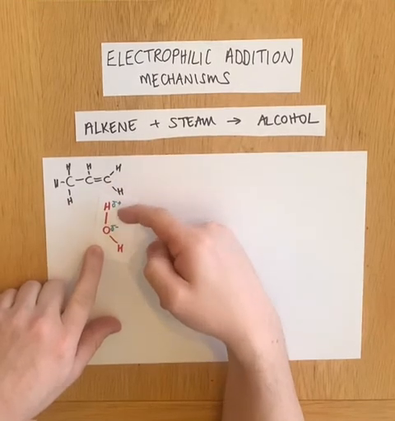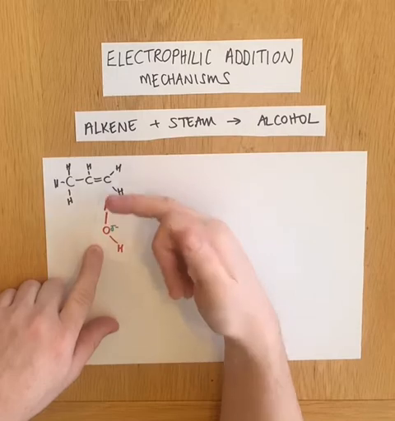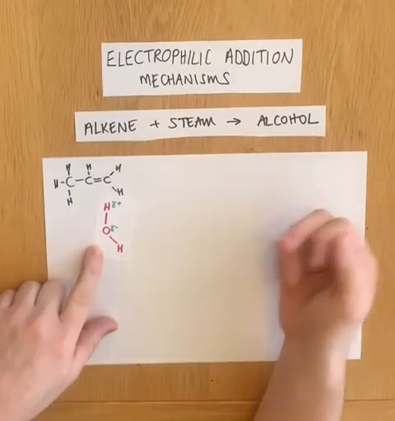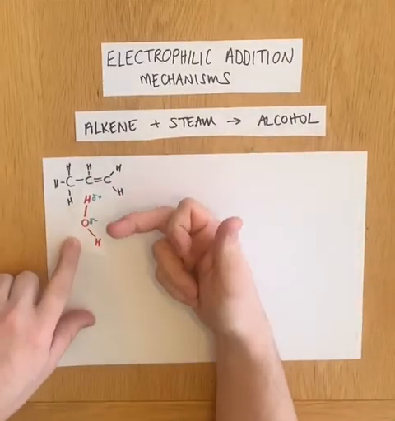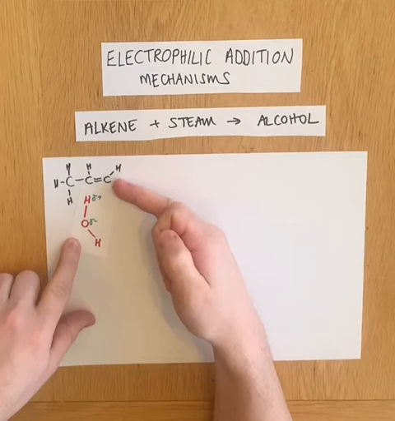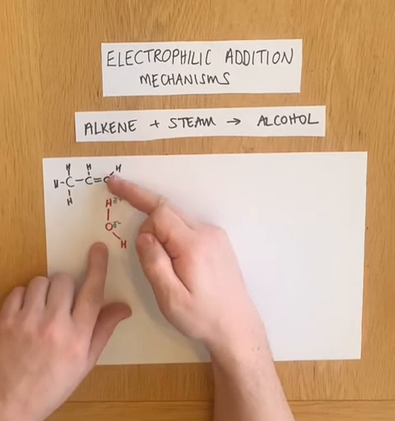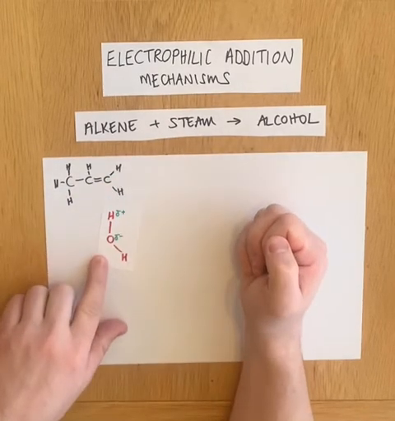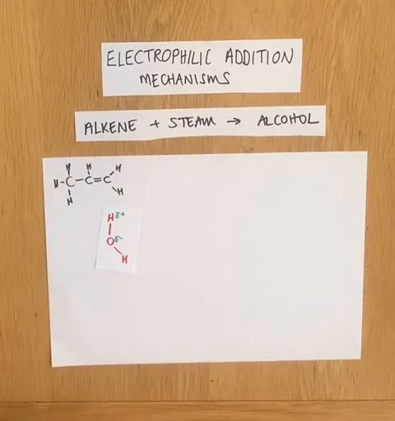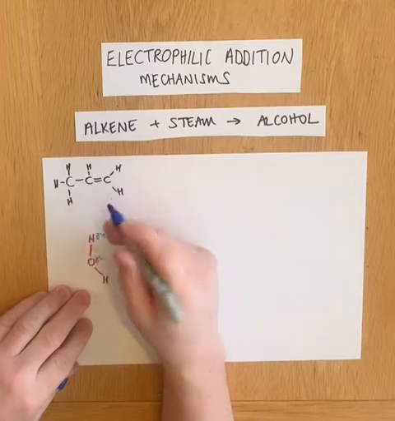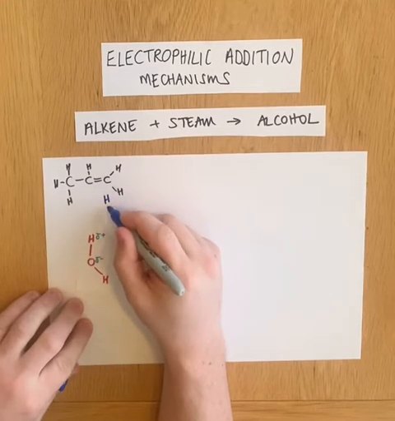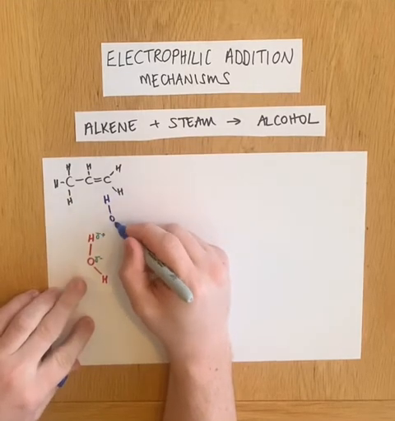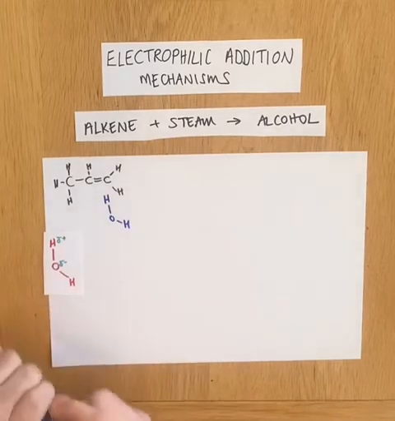The delta positive hydrogen could get attached in the first step of the mechanism to the carbon on the end or the carbon in the middle. If it gets attached to the carbon on the end, I will form a primary carbocation, which is less stable than if I form a secondary carbocation. So I'm going to draw my water molecule in the most appropriate place for me to show the bonds that I want to show forming.